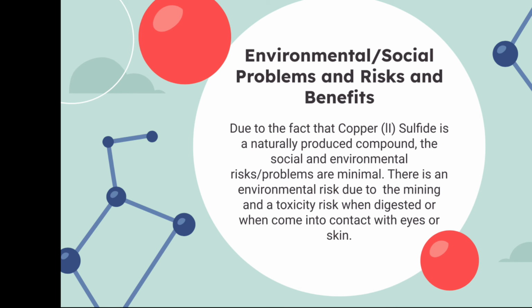Environmental and social problems and risks and benefits. Due to the fact that copper 2 sulfide is a naturally produced compound, the social and environmental risks and problems are minimal. There's an environmental risk due to the mining and toxicity, and a toxicity risk when digested or when it comes into contact with eyes or skin.